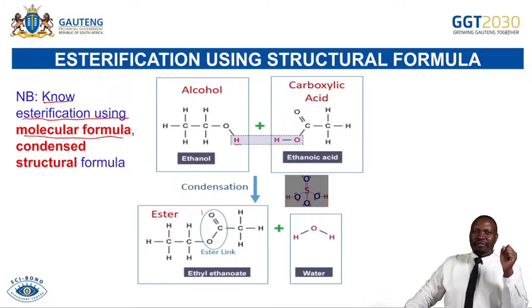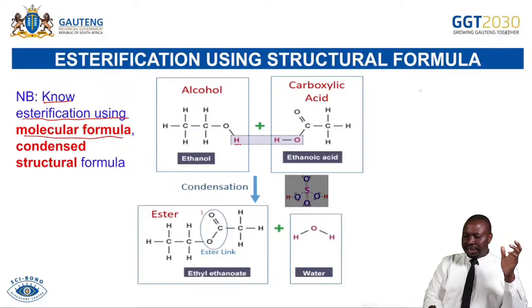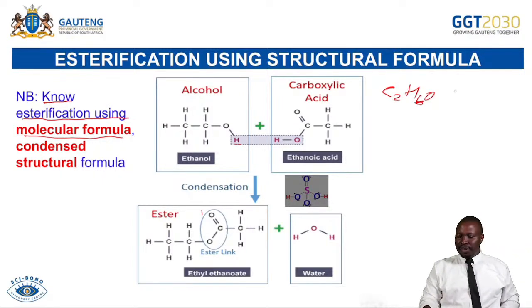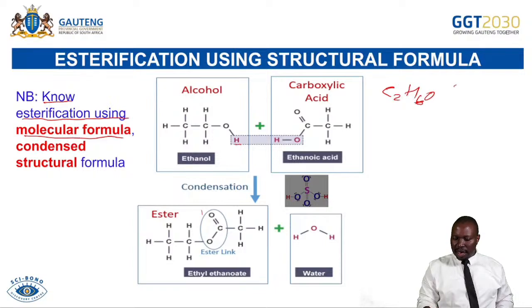alcohols as structural formula. You can be given the same structure as C2H6O. You've got to be able to see that that's an alcohol, and then that reacting with the carboxylic acid there, which is now C2H4O2. So you've got to be able to know that this is a carboxylic acid.